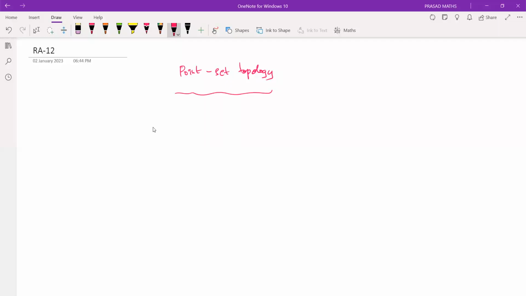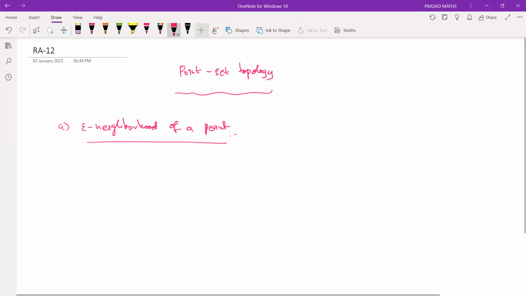In this connection, we would like to give a definition of neighborhood of a point, epsilon neighborhood of a point. So let me start with the definition first.